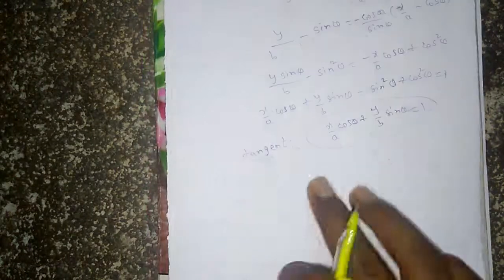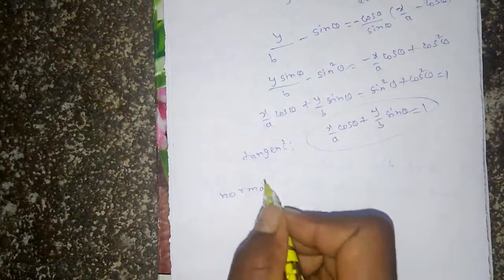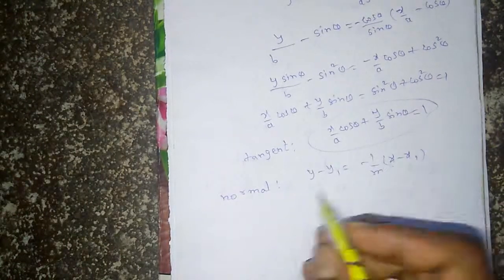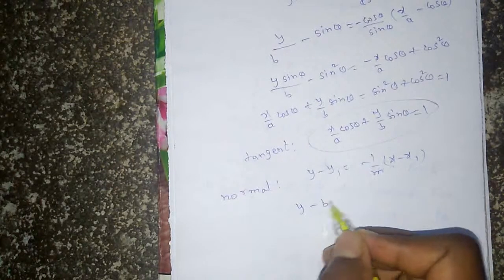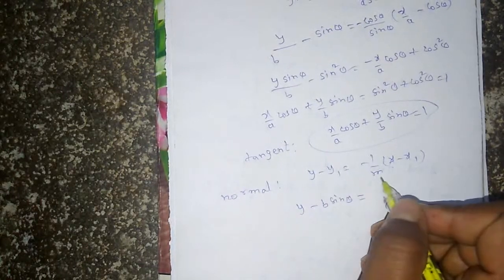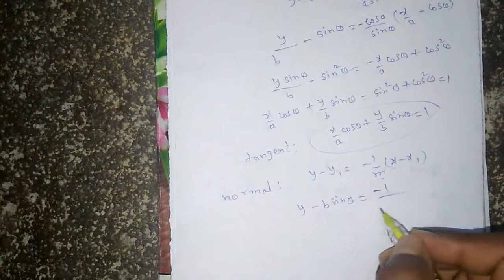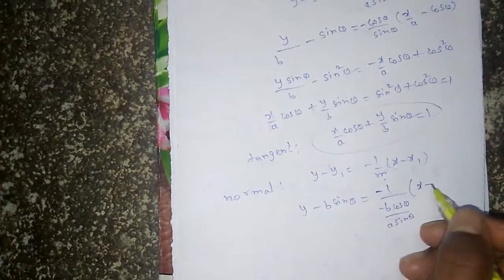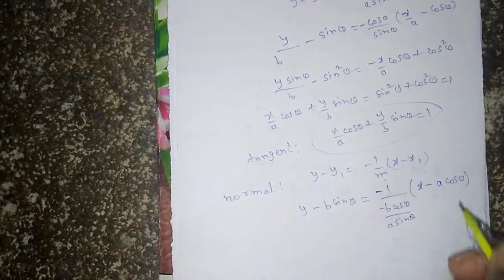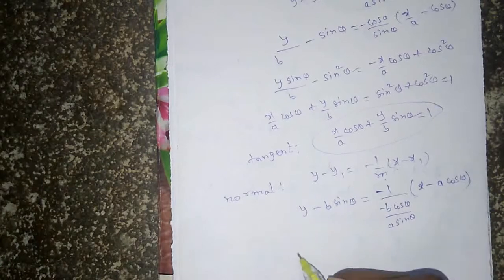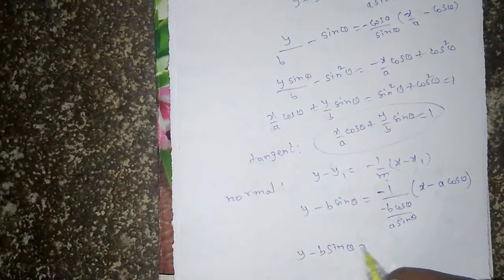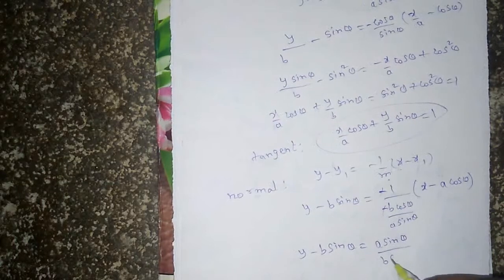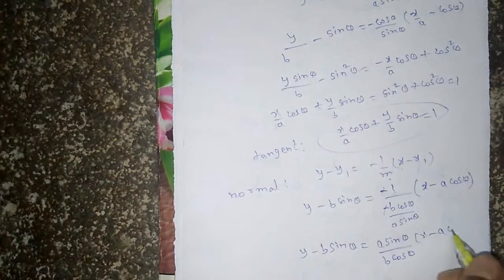Now the equation of the normal is y minus y1 is equal to minus 1 by m into x minus x1. Y1 is b sin theta. Here the slope is minus 1 by m, that is minus 1 by minus b cos theta by a sin theta, into x minus a cos theta. So here y minus b sin theta is equal to, minus minus gets cancelled, this is a sin theta by b cos theta into x minus a cos theta.